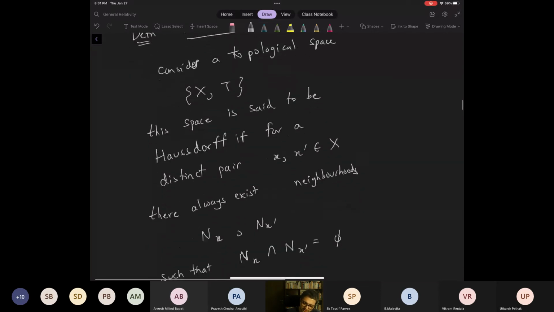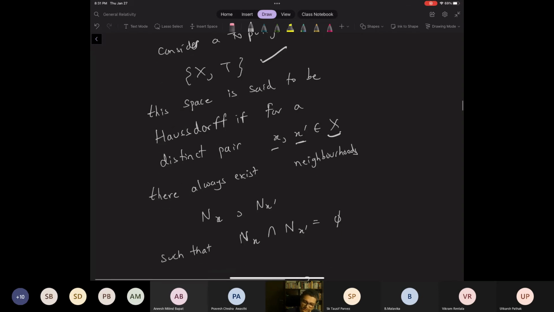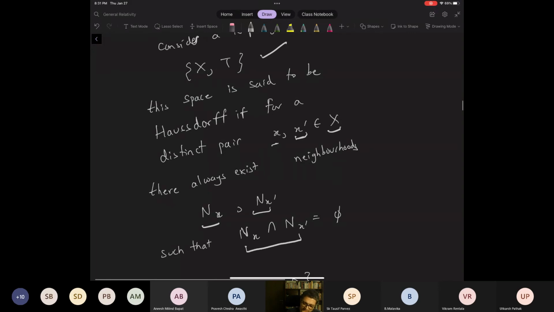This is the last definition I'll give you for today, and then we'll stop. The last thing I'll talk about is the idea of what is called a Hausdorff space. You consider a topological space X and T, and this space is said to be Hausdorff, that's just a name given to it, if for a distinct pair x and x prime, so if you take any two x and x prime belonging to X, there always exists a neighborhood Nx of this x and a neighborhood Nx prime of this x prime, such that the intersection of Nx and Nx prime is a null set.